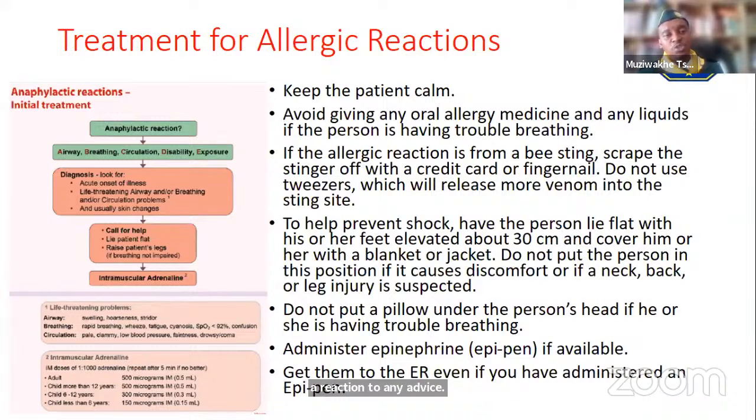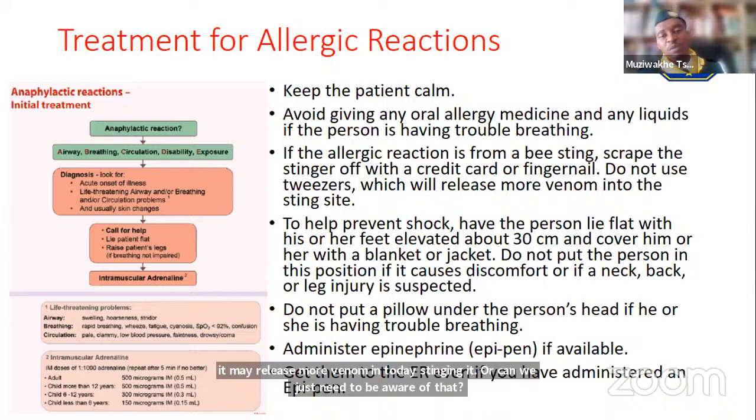Okay. Then what we need to note is to keep the patient calm, keep the child calm, reassure them, tell them that help is here or help is coming. Avoid giving any oral allergy medicines or any liquids if the child is having trouble breathing. And if the allergic reaction is from a bee sting, scrape the stinger off with a credit card or a fingernail, and do not use tweezers because they may actually break the venomous stinger, and it may release more venom into the stinging area. Okay, we just need to be aware of that.